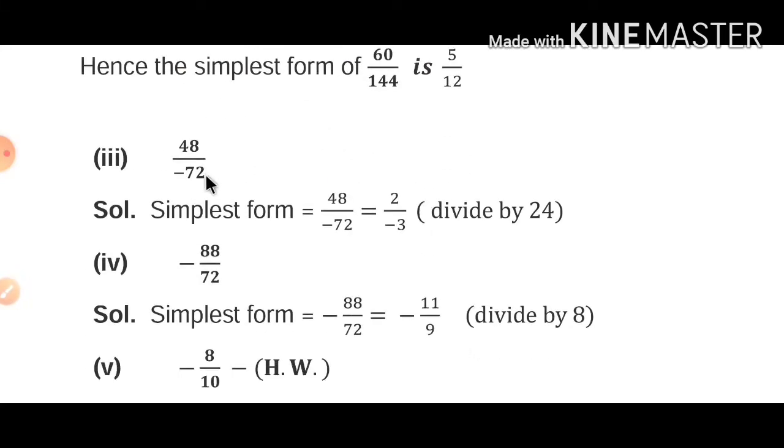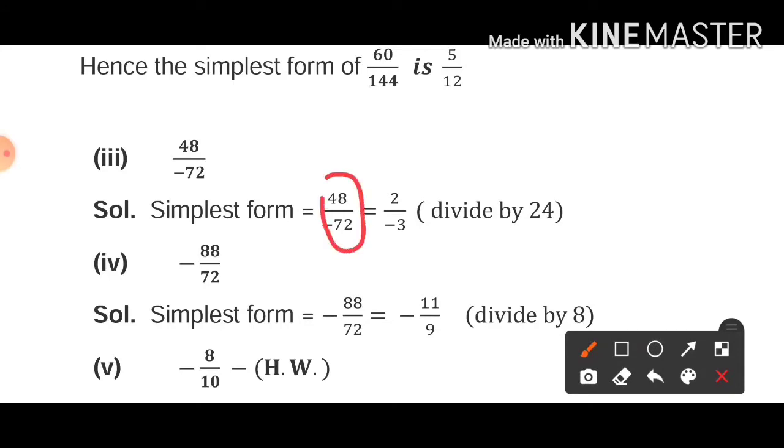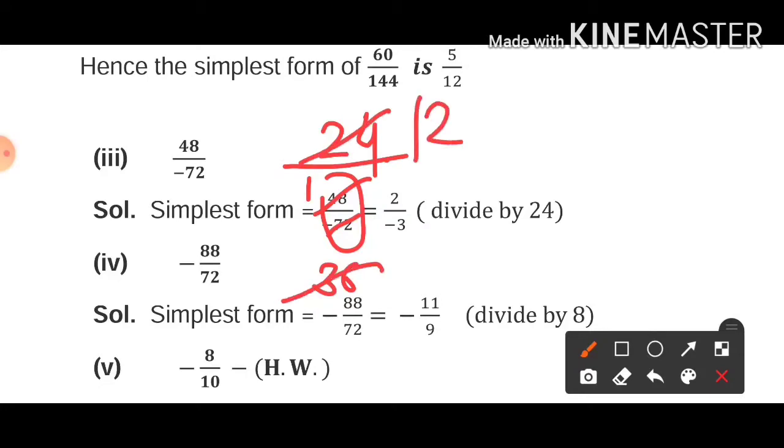Then the third one, 48 by minus 72. Simplest form. Can we divide it? Yes, both are even numbers, so you can first divide by 2. 48 divided by 2 is 24, and 72 divided by 2 gives 36. Again you can see both are even numbers, so again you can divide by 2. 24 divided by 2 is 12, and 36 divided by 2 is 18. 2 sixes are 12, 2 nines are 18.